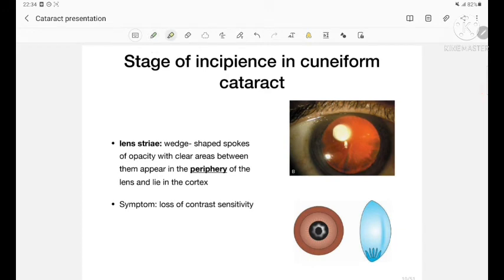The next stage is the stage of incipience in cuneiform cataract. Here there is formation of lens striae, that is wedge shaped spokes of opacity are present with clear areas between them. They appear in the periphery of the lens and lie in the cortex. The symptom is loss of contrast sensitivity. As seen in this picture, there are wedge shaped spokes of opacity with clear areas between them, and they appear in the periphery of the lens.